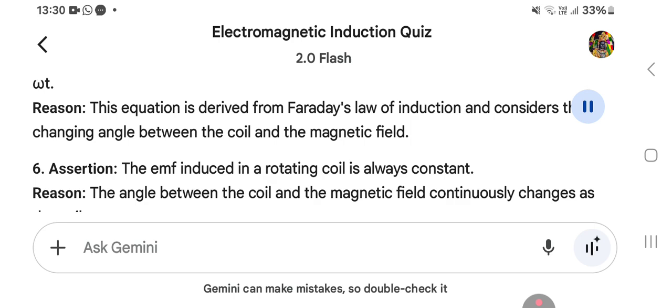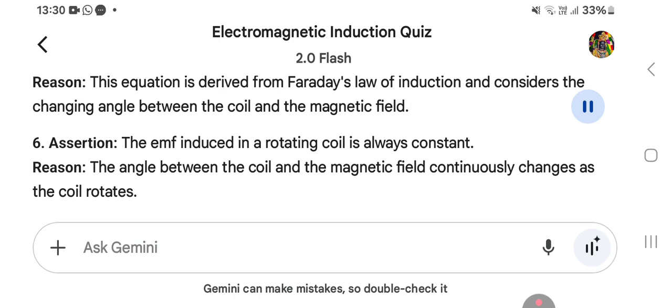6. Assertion: The EMF induced in a rotating coil is always constant. Reason: The angle between the coil and the magnetic field continuously changes as the coil rotates.